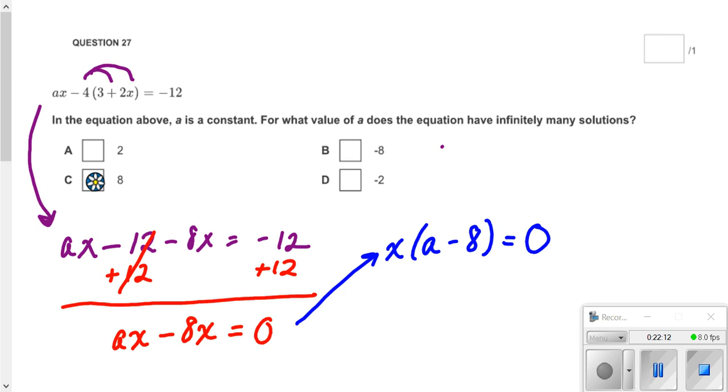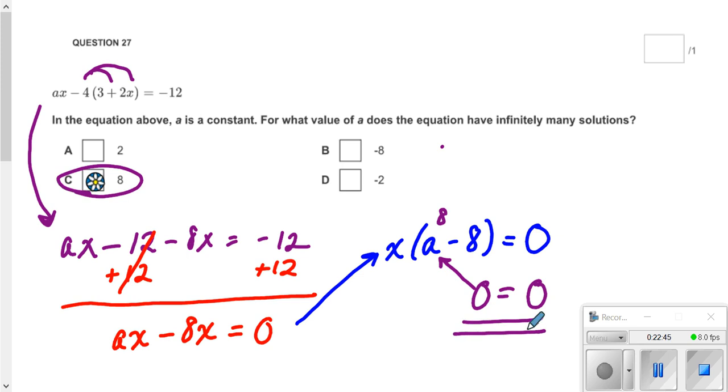Infinitely many solutions happens when you have something like 7 equals 7, because that's always true. So I want this equation to say something like that. I want it to say, in particular, since this side is 0, I want it to say 0 equals 0. Well, what should a equal if my next step is going to say 0 equals 0? It should equal 8, right? Because then I'd have an 8 right here. 8 minus 8 is 0, and 0 times x is 0. I get something that is an always true statement. That means it doesn't matter what x is. Every value of x makes that equation true.